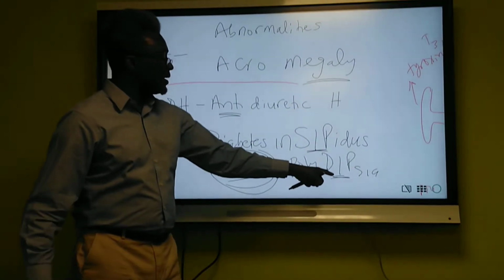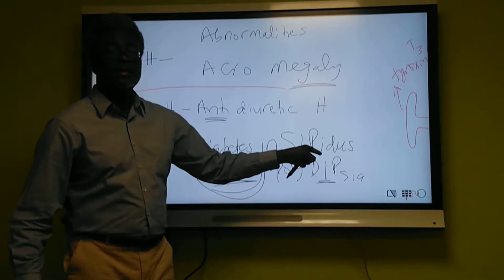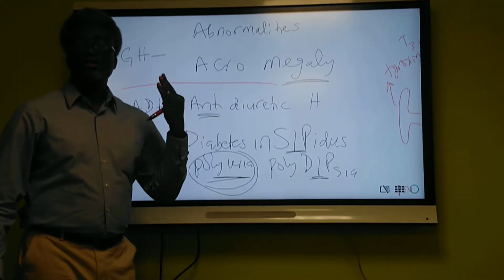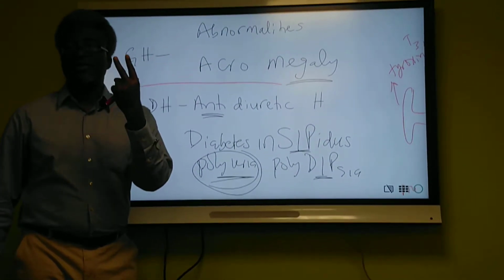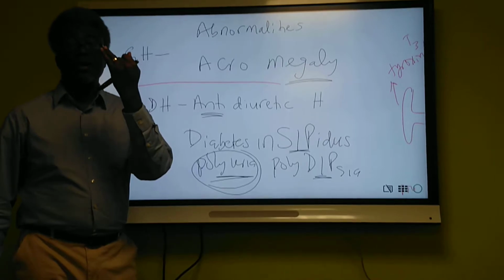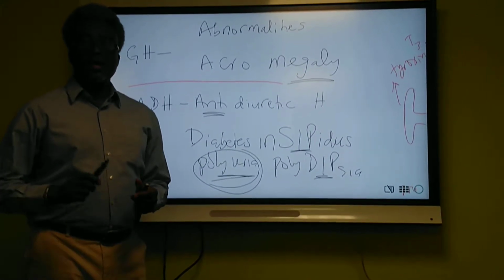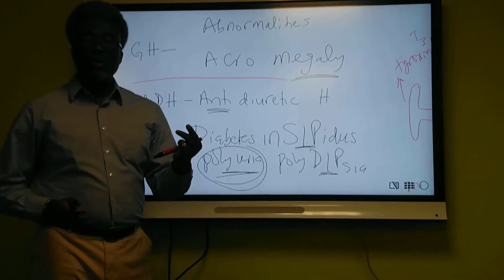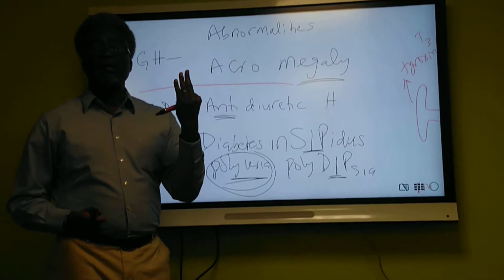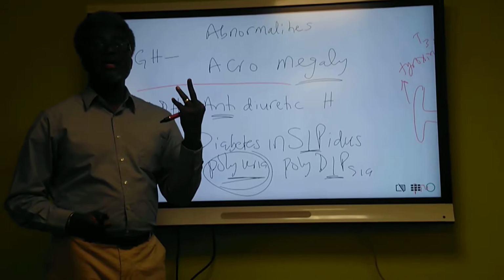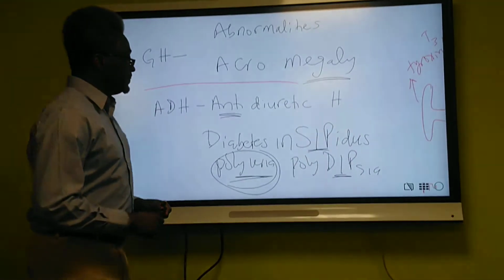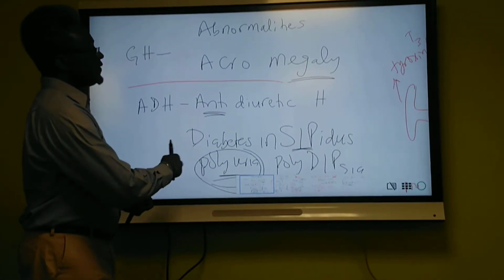I deliberately capitalized DIP and SIP. Those are the two features of diabetes insipidus: polyuria and polydipsia. As opposed to diabetes mellitus, in diabetes mellitus you have polyuria, polydipsia, and polyphagia, which means the person will be eating a lot. We'll talk about diabetes mellitus in a later video.